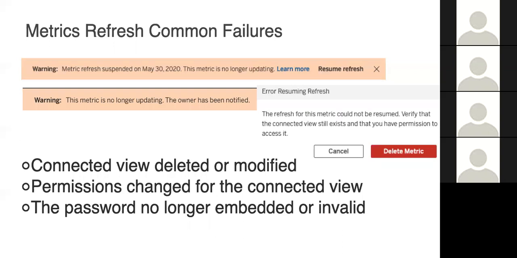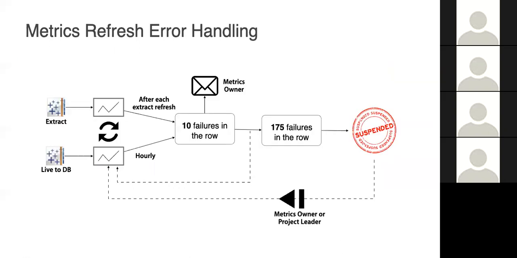I'll boil it down to 3 kinds of things. One is the connected view is deleted. Of course, you cannot refresh. One is permission changed. You don't have permission to the connected view. When I say you, I mean the metrics owner. And they, of course, cannot refresh. Or the password is not embedded anymore, or the workbook got changed, now has row level security and so on. So basically, those three things cause the different error messages you as admin will face later on.